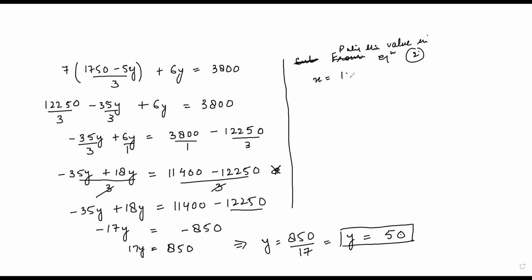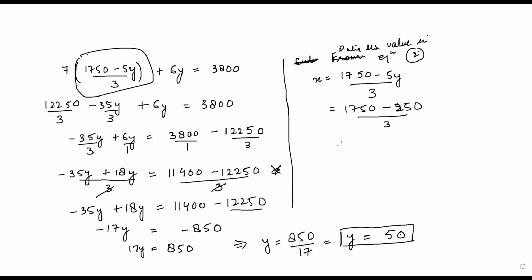Yeah, this is x, right? 1750 minus 5y divided by 3, which I substituted here. Yes, ma'am. Okay, so just put y here. So 1750 minus 5 into 50 will be 5 into 50 is 250, and divided by 3.